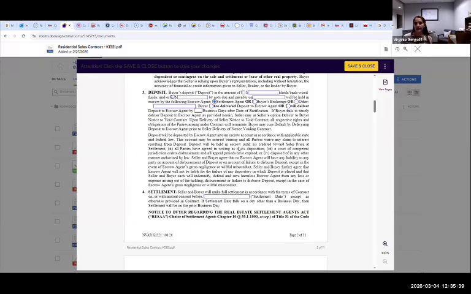Seller and buyer further agree that escrow agent will not be liable for the failure of any depository in which deposit is placed, and that seller and buyer each will indemnify, defend, and save harmless escrow agent from any loss or expense arising out of the holding, disbursement, or failure to disburse deposit, except in the case of escrow agent's gross negligence and willful misconduct. All right, any questions on deposit?